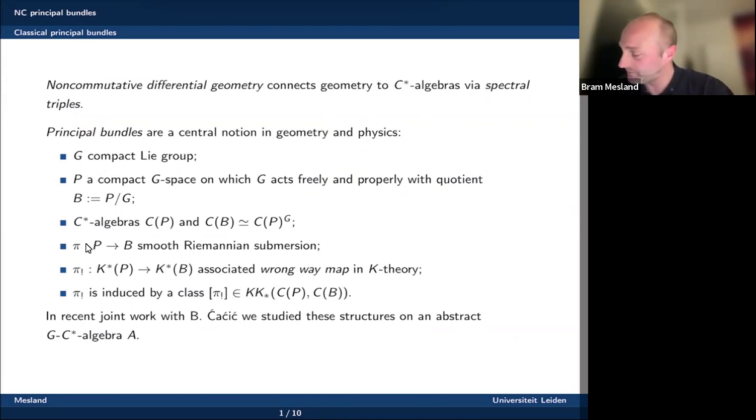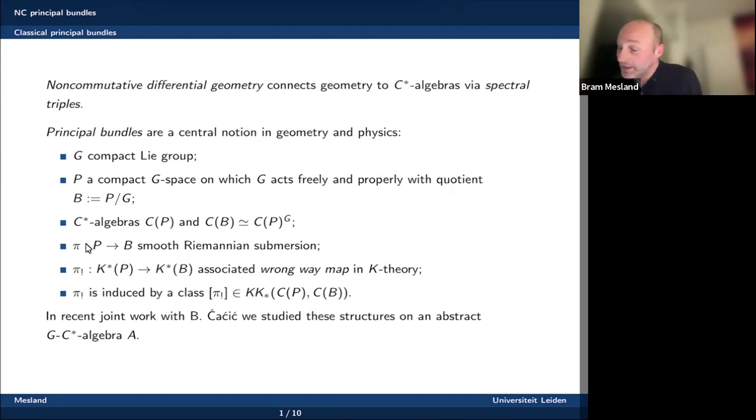For simplicity, I did not write this, but whenever a space or a C-star algebra appears, for the moment, unless I say differently, let's just assume that things are compact and unital. Even though we can do various things in the more general non-unital setting, the complications introduced are mostly of a technical nature and not very essential.